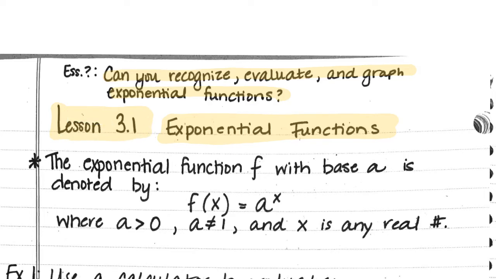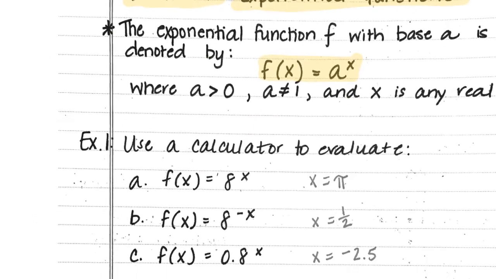The exponential function f with base a is denoted by f of x equals a to the x, where a is greater than 0, a cannot equal 1, and x is any real number. So let's start to look at some of these.